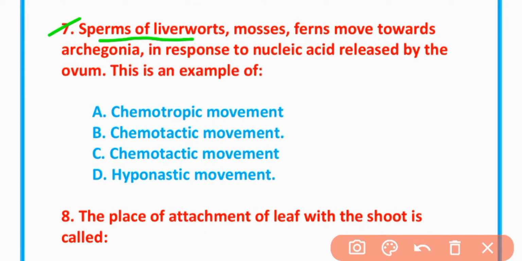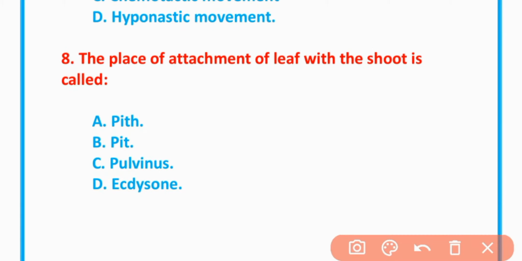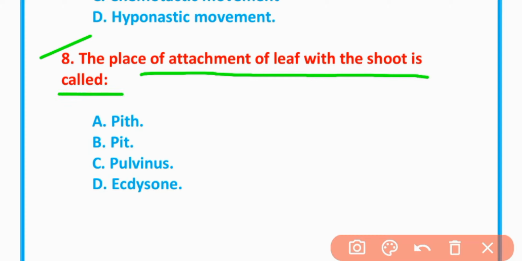MCQs number 7. Sperms of liverworts, mosses, ferns move toward archegonia in response to nucleic acid released by ovum. This is example of chemotactic movement. Option B is correct. MCQs number 8. The place of attachment of leaf with shoot is called pulvinus. Option C is correct.